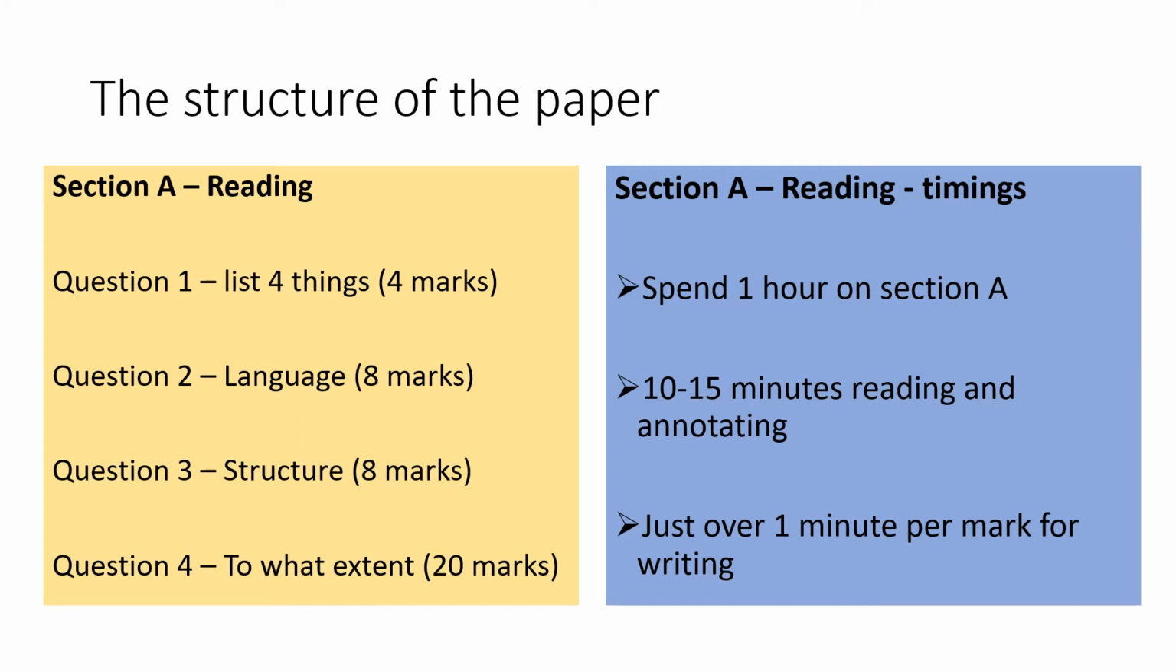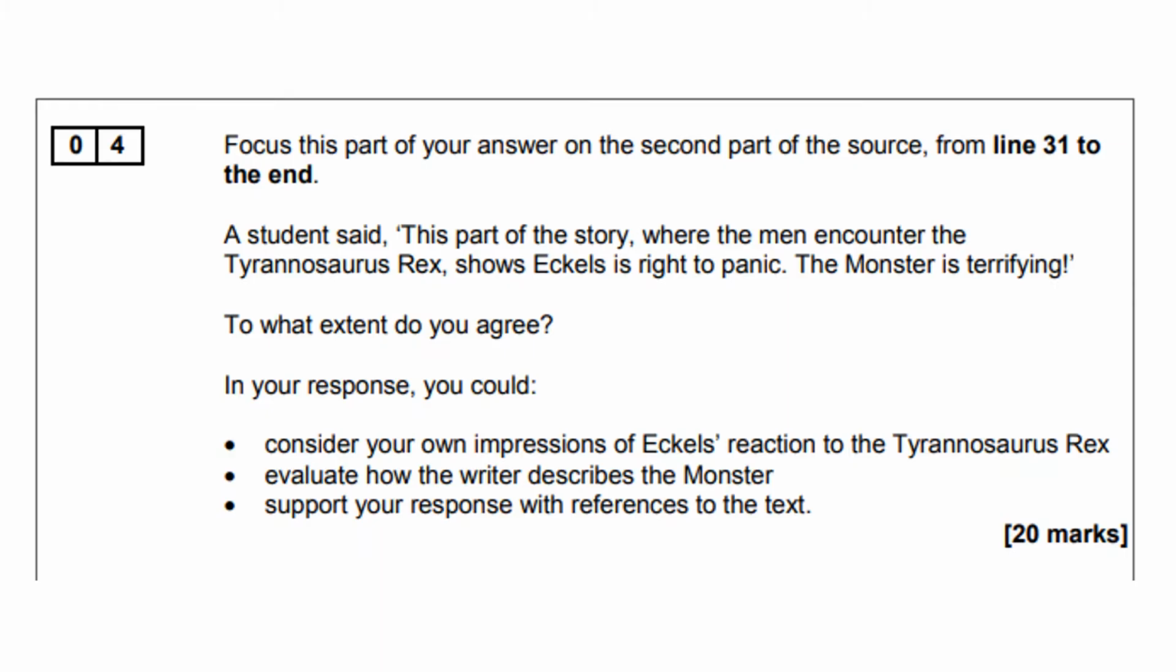In terms of timings, the exam board advised that you spend 1 hour on section A. Given that you're going to spend 10 to 15 minutes reading and annotating this extract, that leaves you just over 1 minute per mark for actually writing your answers, and therefore you should spend at least 20 minutes on question 4. Please do not spend less than 20 minutes on that question. It is the most important question in this section of the paper. It's worth half the marks in this section. Ensure that you leave time to do it justice.